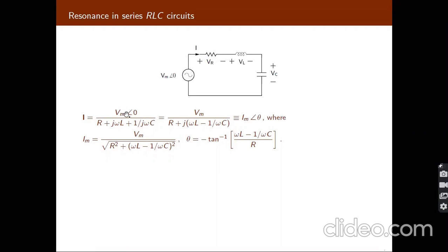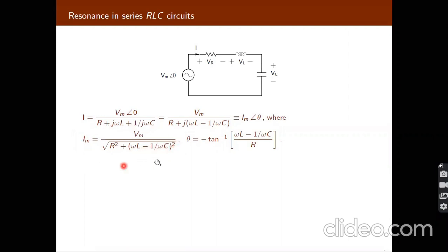So we can write I equals Vm at an angle 0 divided by R plus j omega L plus 1 by j omega C. Simplifying this, we have Vm by R plus j of omega L minus 1 by omega C, which is equal to Im at an angle theta. So Im is Vm by the magnitude of Z, which is the square root of R square plus X square. Here X is omega L minus 1 by omega C, so it is the square root of R square plus omega L minus 1 by omega C whole square.